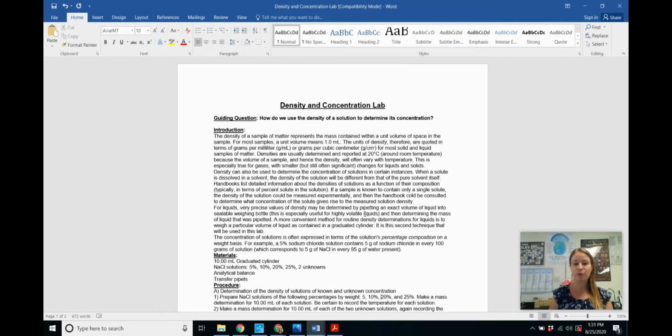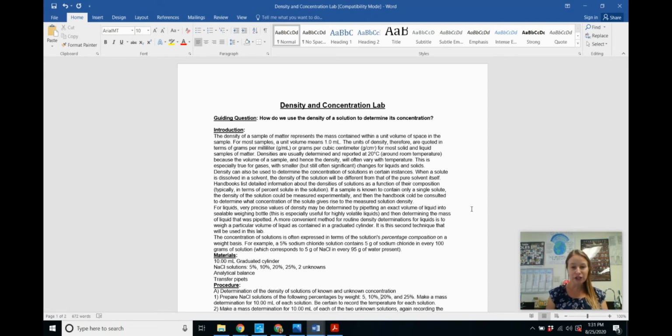For liquids, very precise values of density may be determined by pipetting an exact volume of liquid into a sealable weighing bottle. This is especially useful for highly volatile liquids, and then determining the mass of the liquid that was pipetted. A more convenient method for routine density determinations for liquids is to weigh a particular volume of liquid as contained in a graduated cylinder. It is this second technique that will be used in this lab.